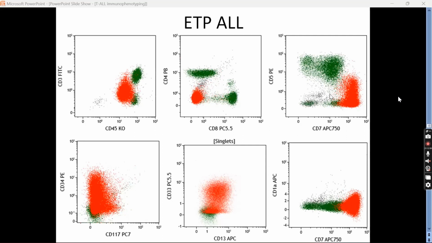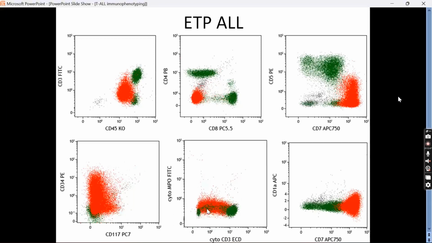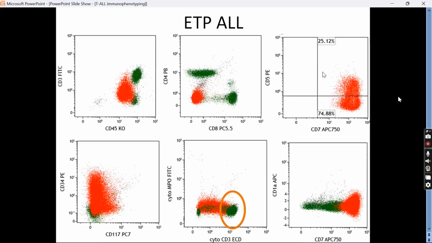We need to see the percentage of blast by drawing a quadrant. How much of this blast is showing CD5? When I did that, it is showing cytoplasmic CD3. I'll come back to that after we finish this. So now what I did, I just looked at how much of the blast is showing CD5. It is just 25.12% of the blast showing CD5. So it has also satisfied the second criteria. So all the three criteria are satisfied. So can I label it as ATP-ALL?